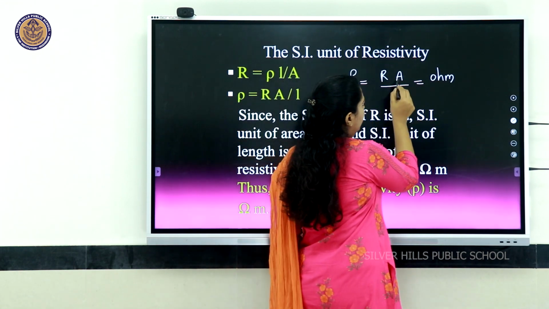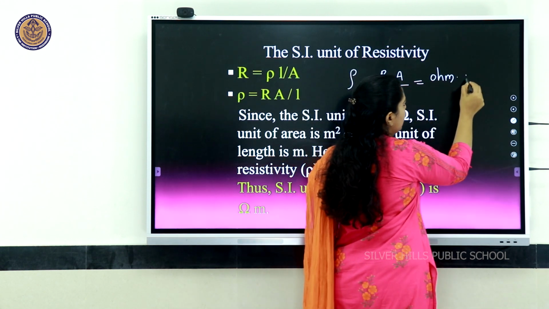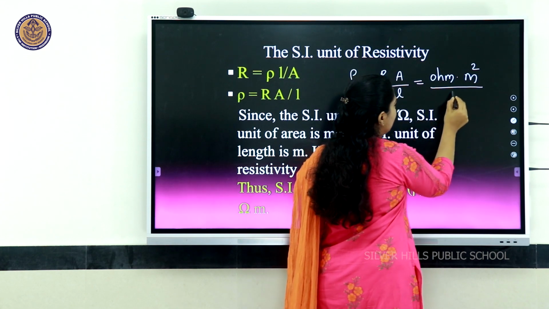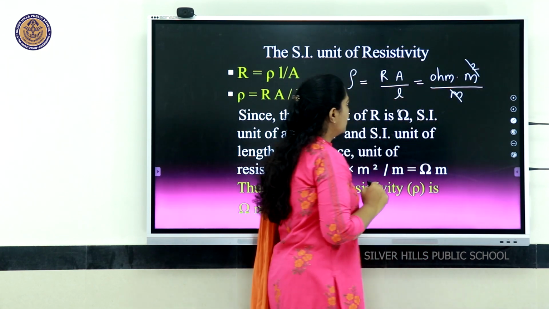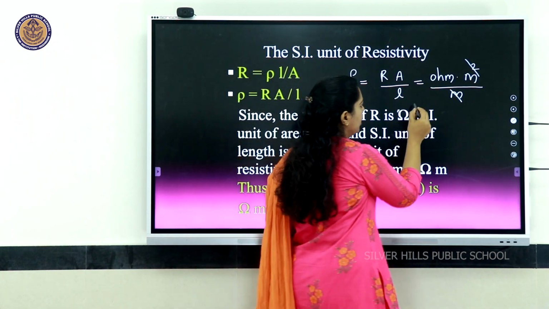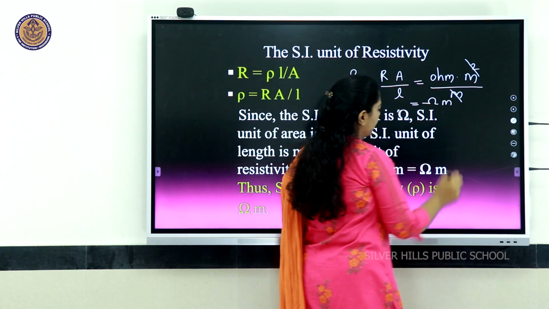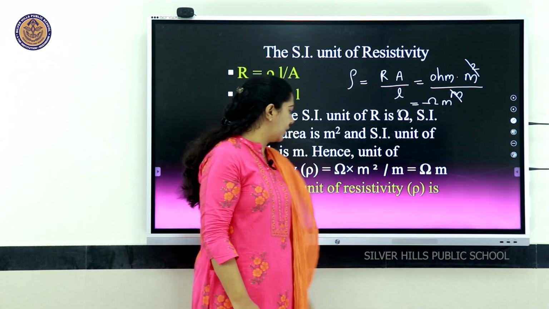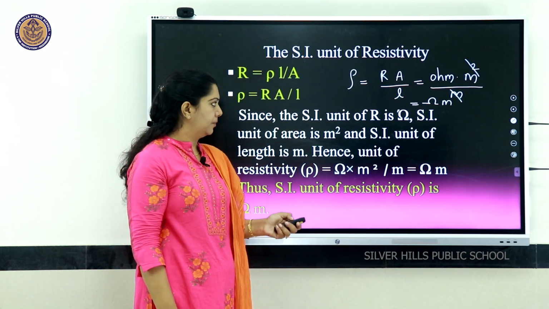Then A means area of cross section. The unit of area is meter square, divided by the unit of length, meter. We can cancel 1 m. So we can write the unit of resistivity is ohm meter. So this is the expression for resistivity, ohm meter. The SI unit of resistivity is ohm meter.